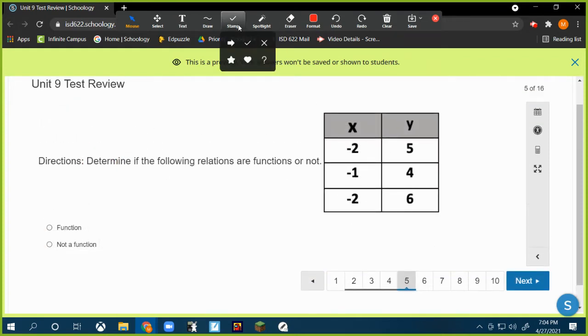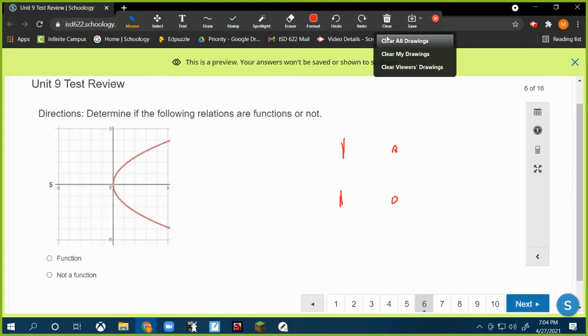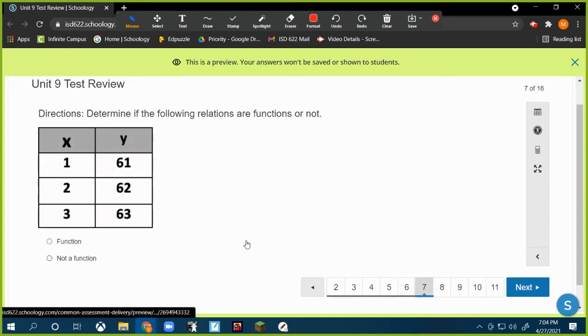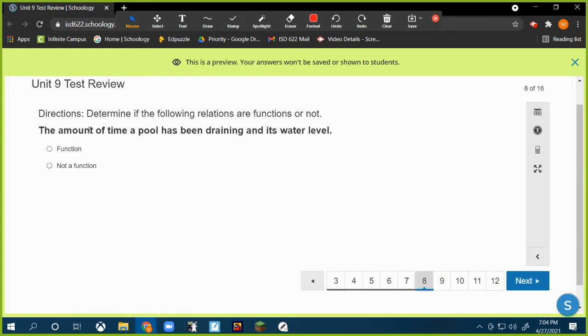Number 5, is it a function? No, it is not a function. Why? Because -2 and -2 have two different outputs. For every input, there is exactly one output, so not a function. Vertical line test, not a function, just like our first problem. All different inputs, function. Number 8, the amount of time a pool has been draining and its water level, function. It isn't going to have two different levels at one time.